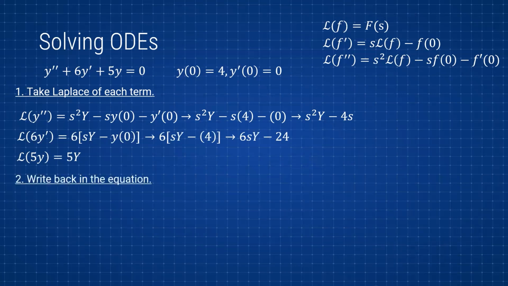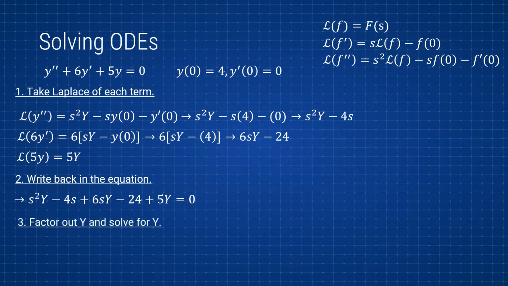And after this, we just write it back into the equation. So we're going to have s squared capital Y minus 4s plus 6s capital Y minus 24 plus 5 capital Y equals 0, because the Laplace of 0 is 0. After this, I'm going to factor out a capital Y and then try to solve for that capital Y. So if I factor out the Y, you can see that I'm going to end up with capital Y times s squared plus 6s plus 5, minus 4s minus 24.